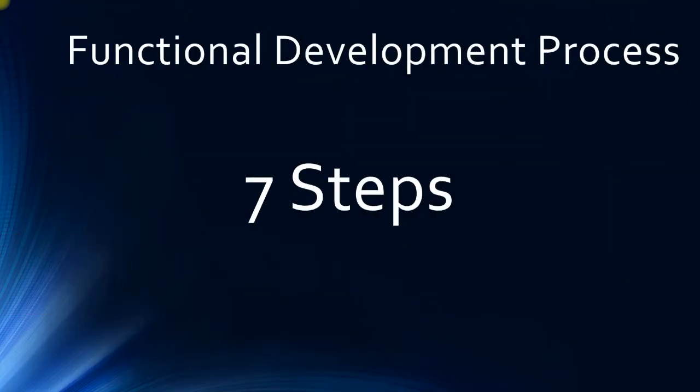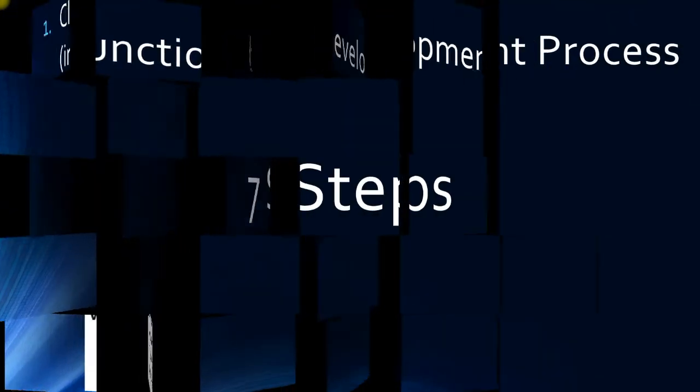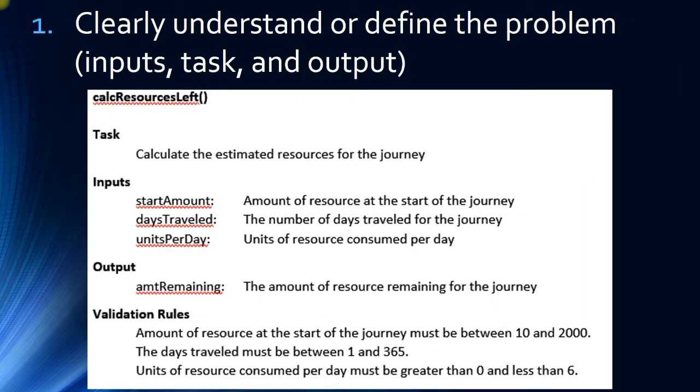The functional development process has 7 steps, and they are as follows. Step 1, clearly understand and define the problem. Here we have the inputs, task, and output. For our team function, calc resources left, we have 3 inputs, 1 output, and then we have the validation rules defined.